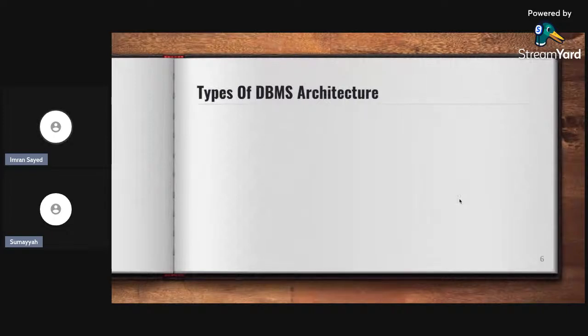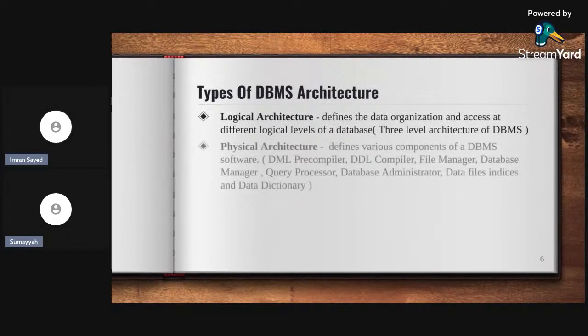The types of DBMS architecture, you have physical and logical. Logical defines the data organization and access at different logical levels. Physical defines various components of database software, for example, DML precompiler, DDL compiler, file manager, database manager, query processor, administrator, data files, indices, and data dictionary. So logical is more to do with the logic and the structure of the data. Physical is more to do with the software components.